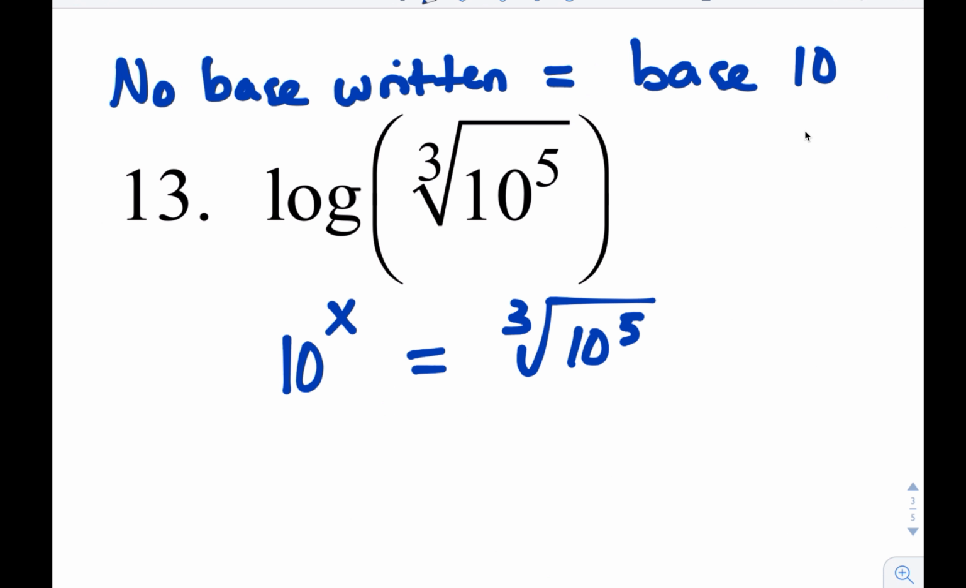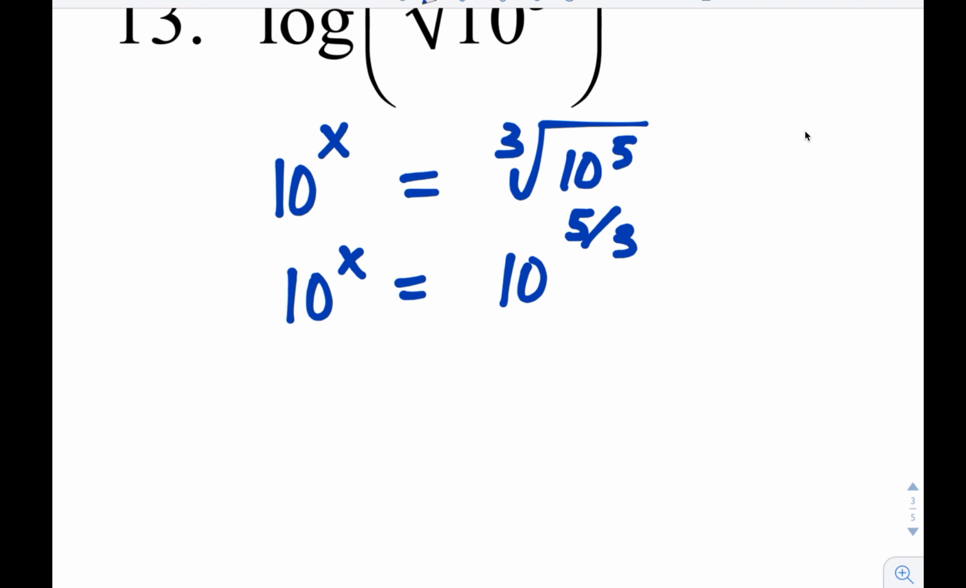Okay. So what I want to do is rewrite the right side so that it has an exponent. If I take the cube root of 10 to the 5th, that's the same thing as saying this is 10 to the 5/3. That's the same operation. The root goes in the denominator of your exponent, and the exponent goes in the numerator. So 10 to some power gives me 10 to the 5/3. So x must be 5/3.